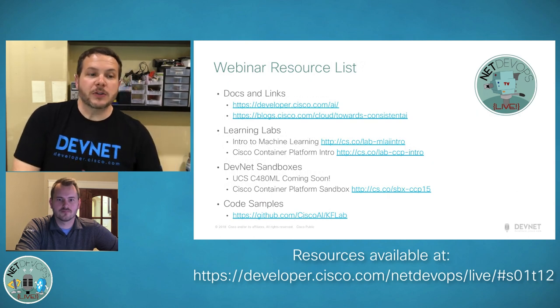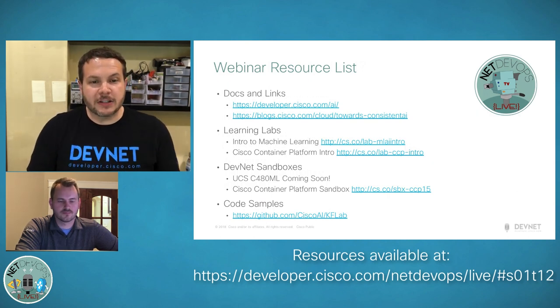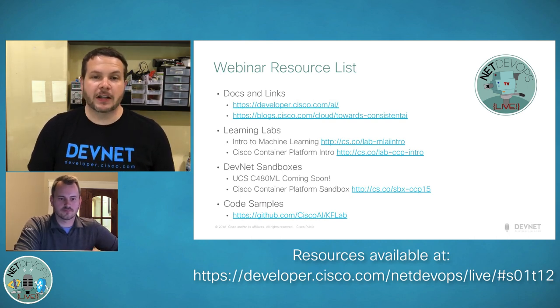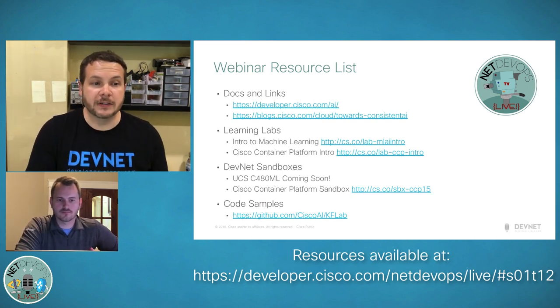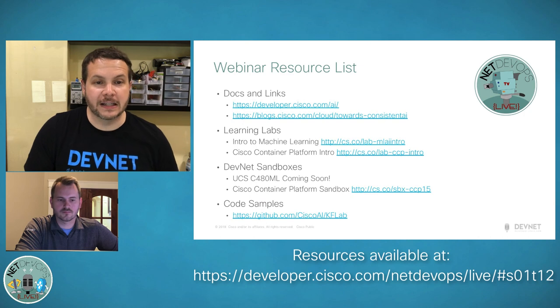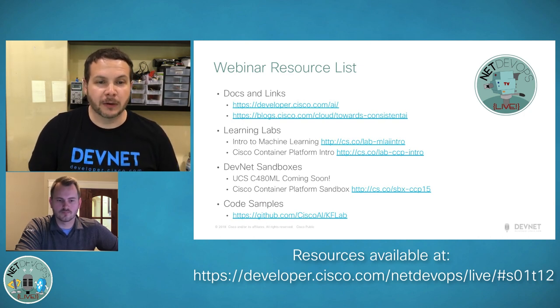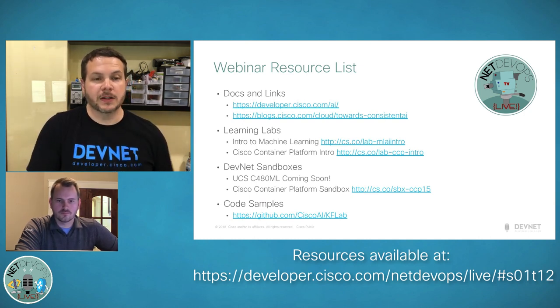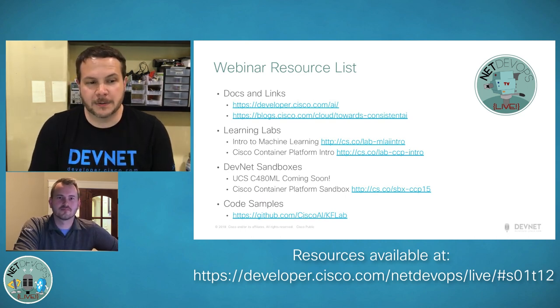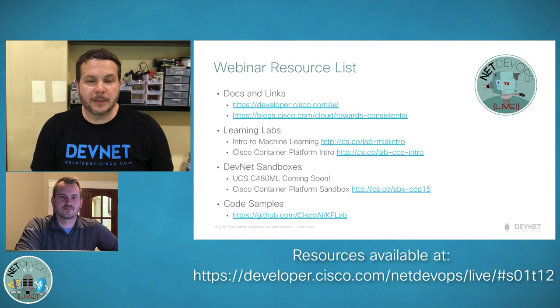Now, there are some resources we've pulled together. If you want to dive deeper in, to peel the layers back and see what's out there, we do have an artificial intelligence and machine learning page up on DevNet, developer.cisco.com/AI. And you can find details about some of those hardware platforms that we've provided and some of the information to bring machine learning capabilities into organizations to support those data science workloads. We've got some blogs out there as well. And then we've got some learning labs.